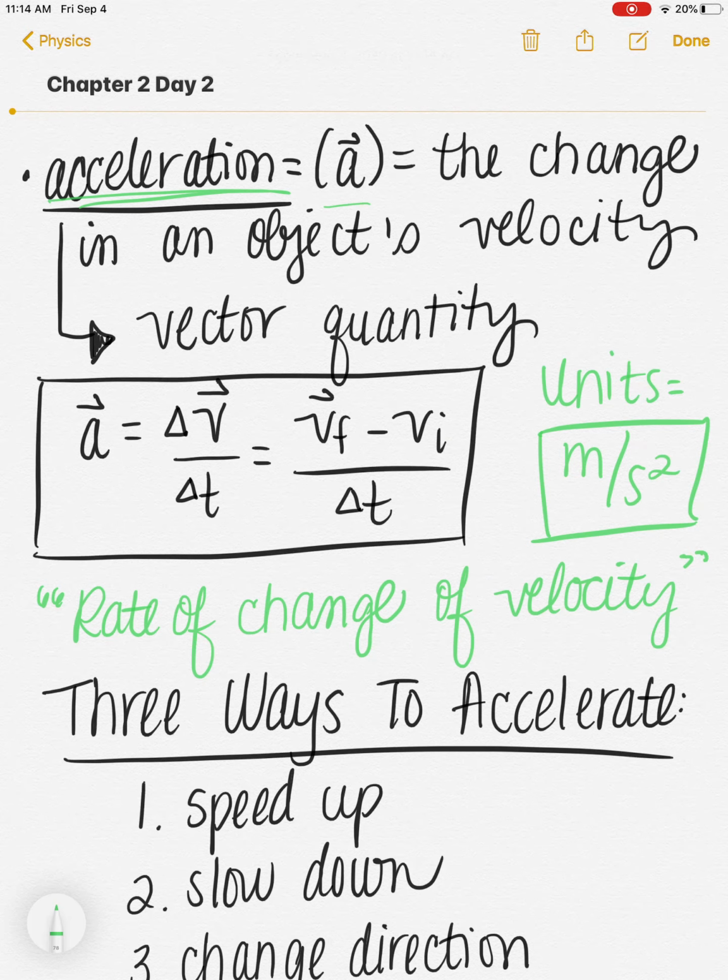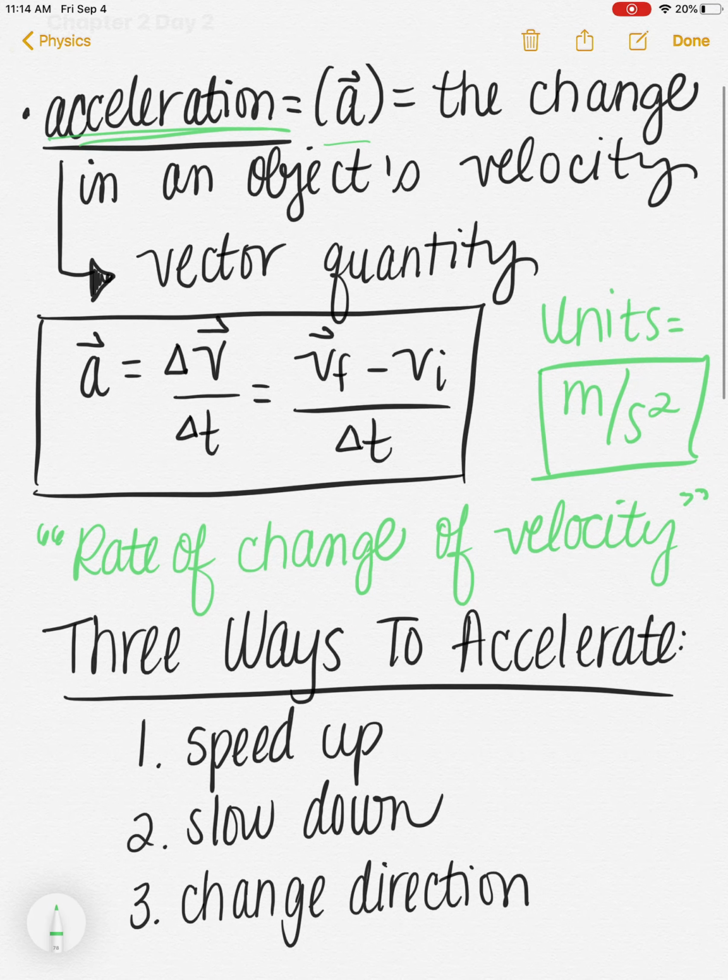Acceleration is given the symbol lowercase a with the vector sign above it. Please don't use an uppercase A, as that's the symbol for amps, which is a totally different thing. The definition of acceleration is the change in an object's velocity. Because it's the change in velocity, it is a vector quantity, as I said.